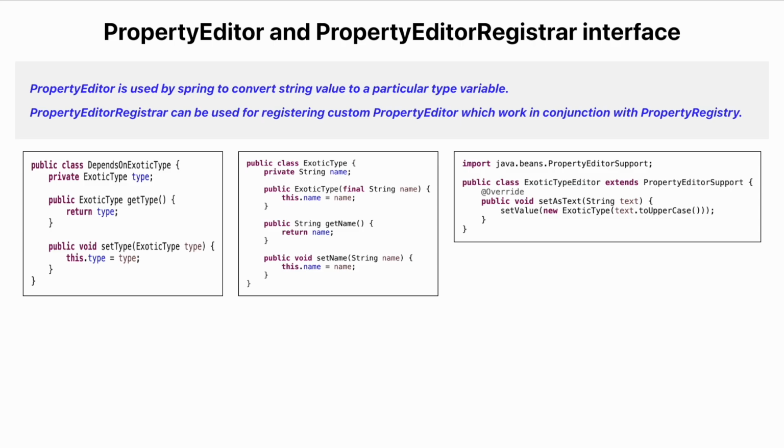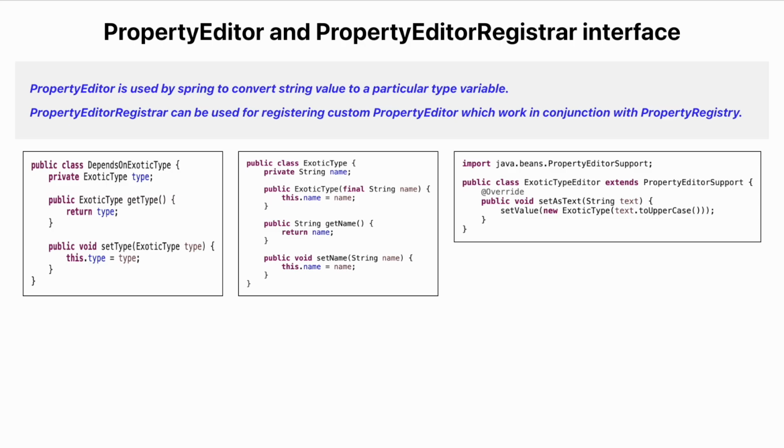We can also register a custom property editor. A property editor is created by extending the PropertyEditorSupport class and it is registered with CustomEditorConfigurer in the beans.xml file. PropertyEditorRegistrar can be used for registering custom property editors which work in conjunction with PropertyRegistry. It is used to register a group of property editors. We can define a custom property editor registrar, extending PropertyEditorRegistrar, and overriding the registerCustomEditors method. The method receives a PropertyEditorRegistry instance using which we can register the custom property editor.